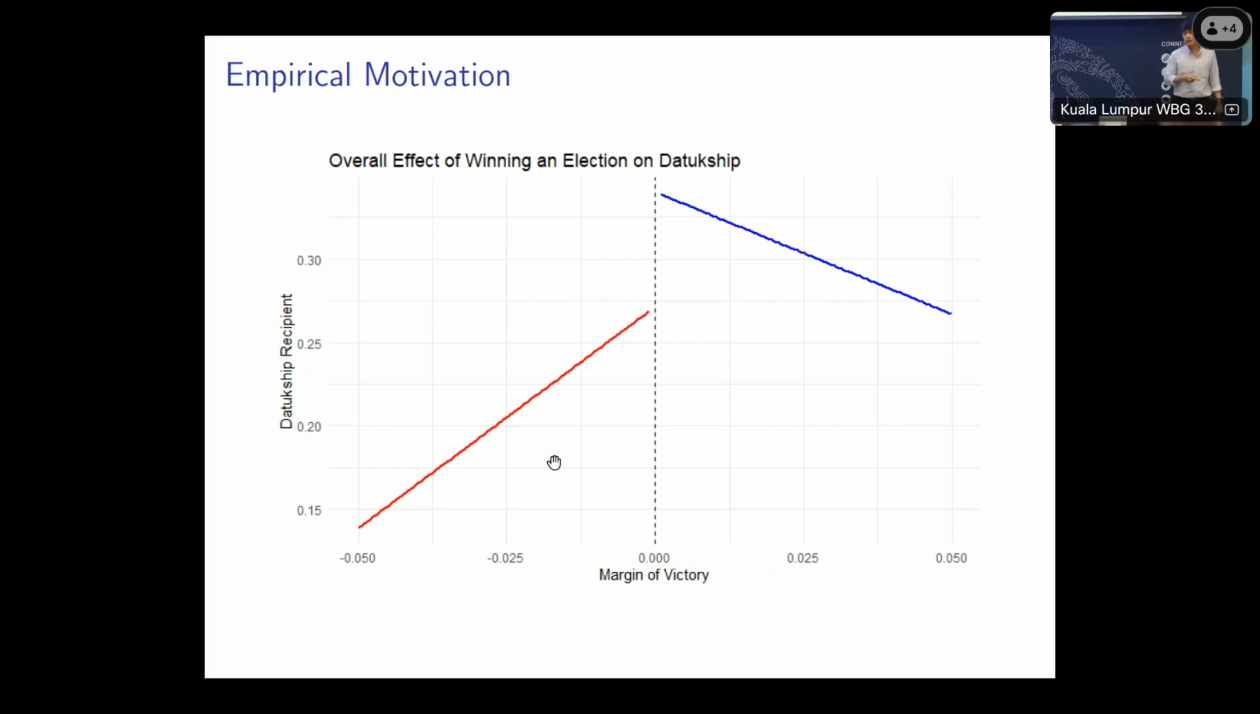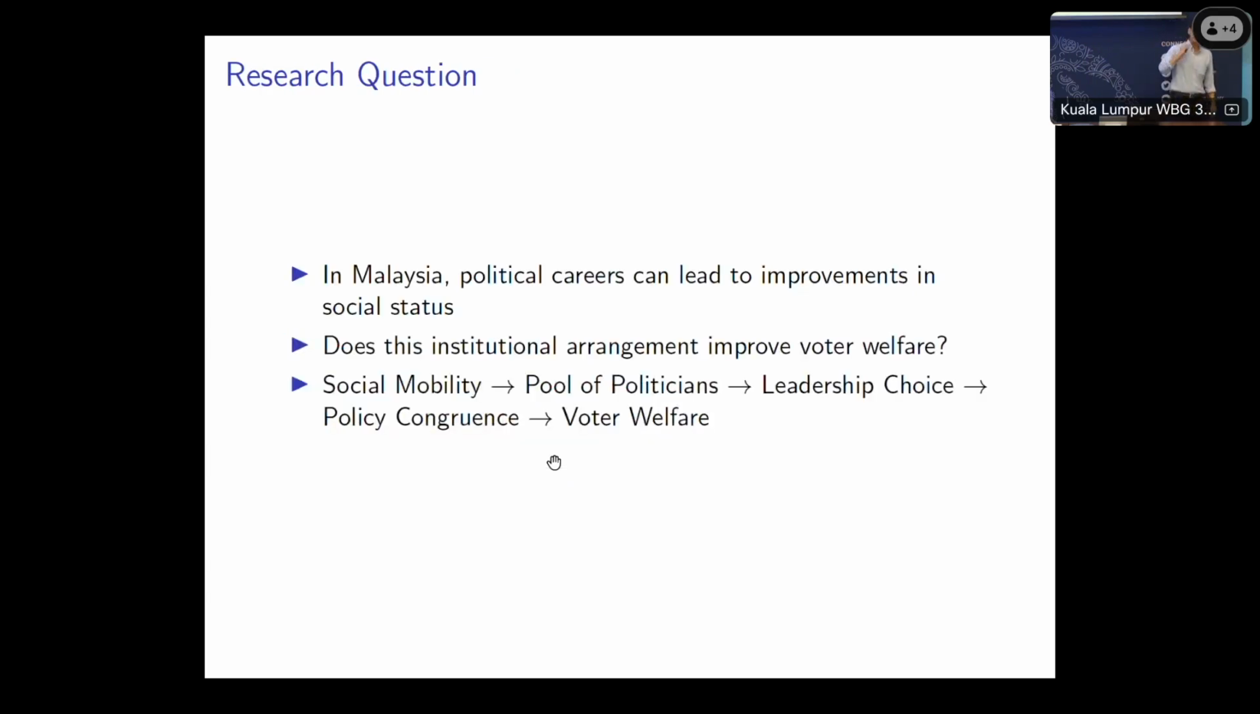That's a huge effect, though. Huge effect. I was a bit surprised by this, but if you look at the literature, there is a paper that studies the effect of winning an election in England on downstream wealth outcomes, and it also recovered the same thing. But the question that they didn't answer, and what this doesn't tell you, is the effect on voter welfare. Clearly, datukship in this graph is a premium for people who win the elections, but what is the effect of that on voter welfare? That is the question that I wanted to answer, and so this is the research question.